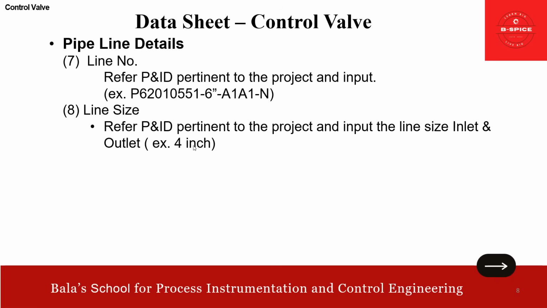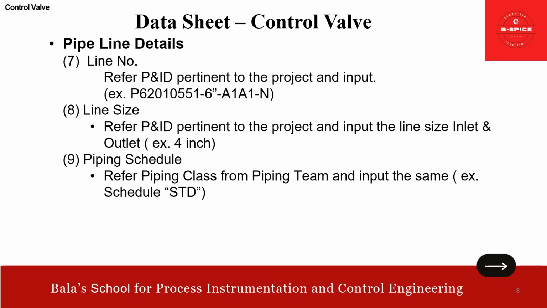Then line size. Again, we need to refer to the P&ID and input the size. In this case, we have both line inlet and outlet, so for example, it is 5-inch and 4-inch. I just put it in as an example. Then piping schedule. Refer to the piping class from the piping team. This will be given by the piping colleagues, and you can always request it from them. For a project, we'll have a separate piping specification, and in that you can pull out this data and input it. In this case, I just put it as standard. It could be 40, it could be 80, like that. There are various schedules actually.